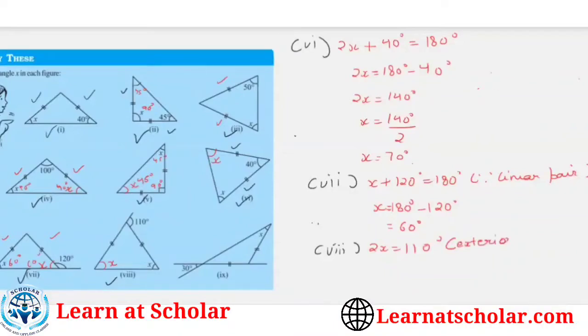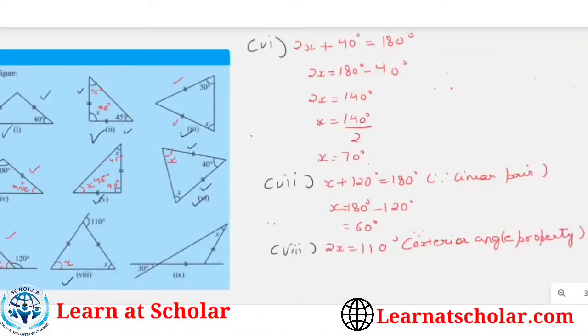Same property. You have to write down the properties during the examinations to give the impression to the examiner that you have the knowledge of all the properties. So x is equal to 55 degrees. Each angle is equal to 55 degrees.